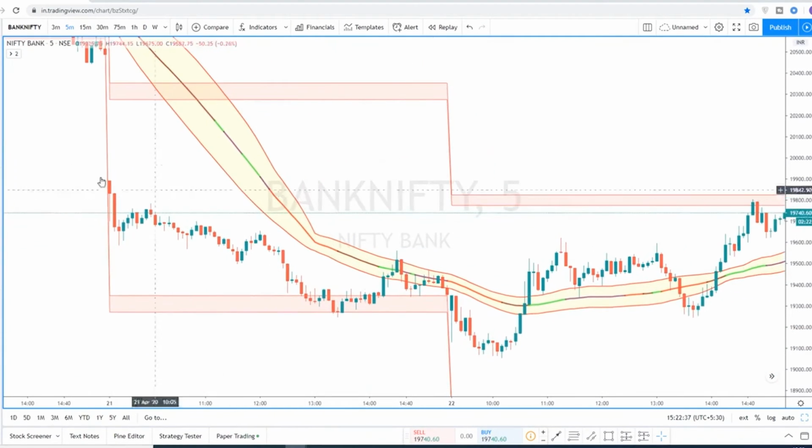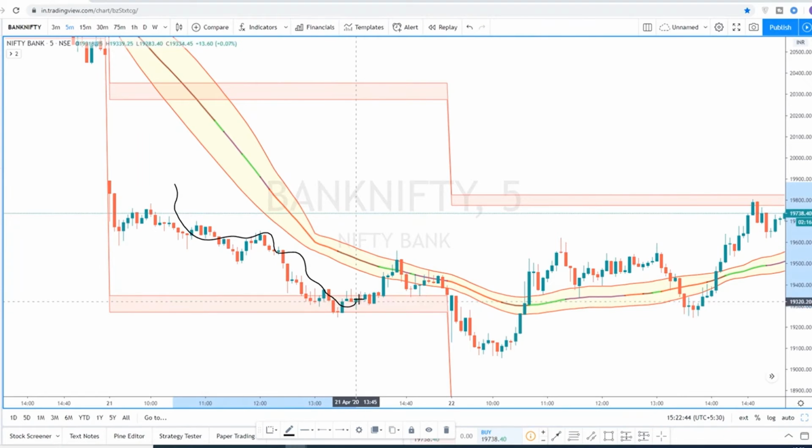And for this day there has been no trade for us. The entire day it was falling and then there was a reversal trade. I would not go long here because the target would be very minimal. The band is very close, isn't it? So I would not take a trade here.